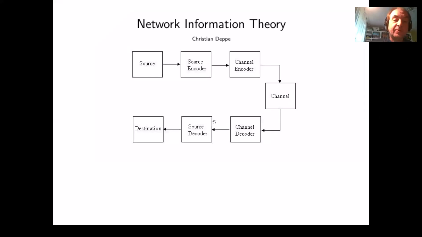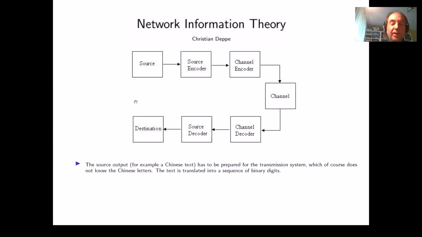Okay, first I will start with some basics from information theory. So you see there a point-to-point connection from a source to a destination. The source output could be, for example, a Chinese text or some voices spoken via telephone. And this text, of course, has to be prepared for the transmission system, which doesn't know the Chinese letters. So the text is translated, for example, into a sequence of binary digits.